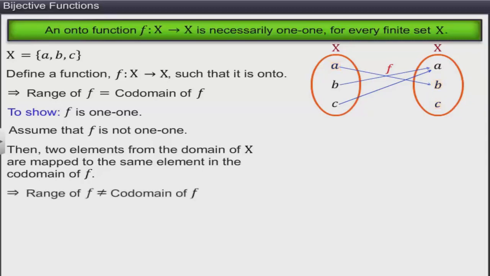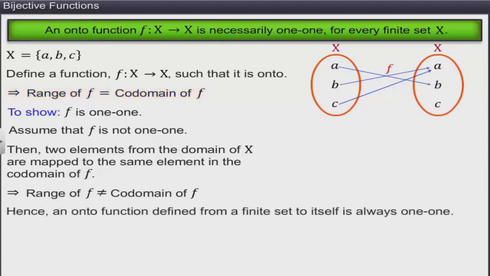This shows that the range of the function is not equal to the codomain of f. This is a contradiction to the fact that the range and the codomain of f are equal. Hence, an onto function defined from a finite set to itself is always 1-1.